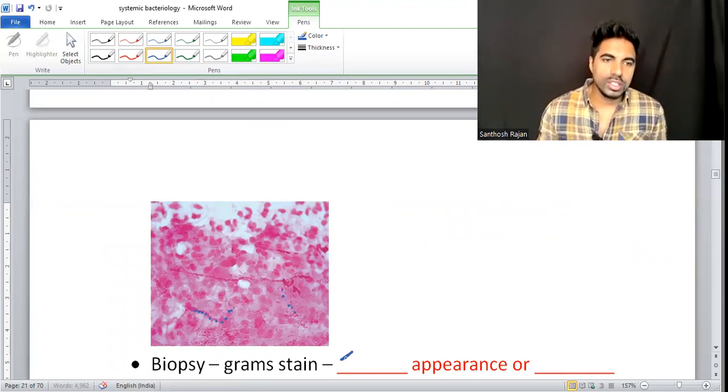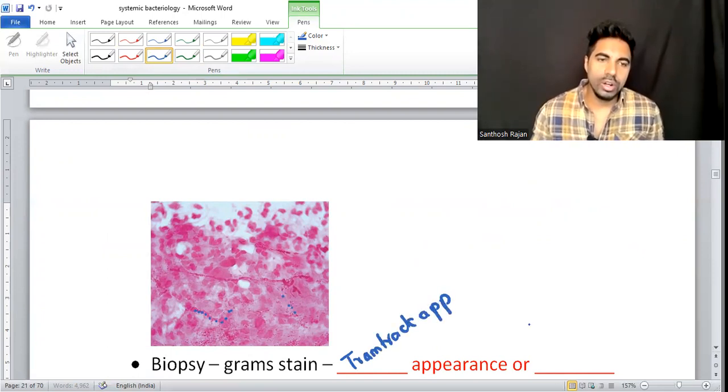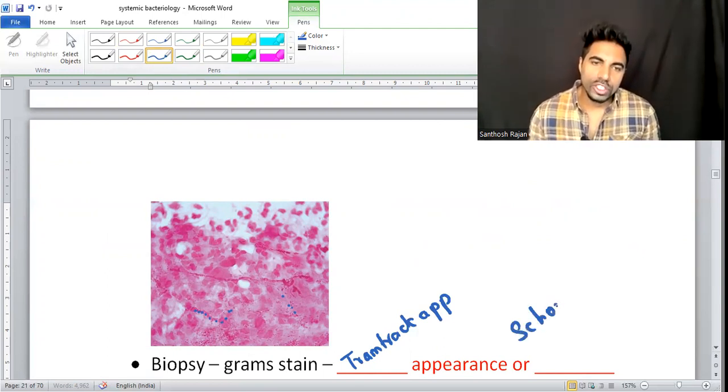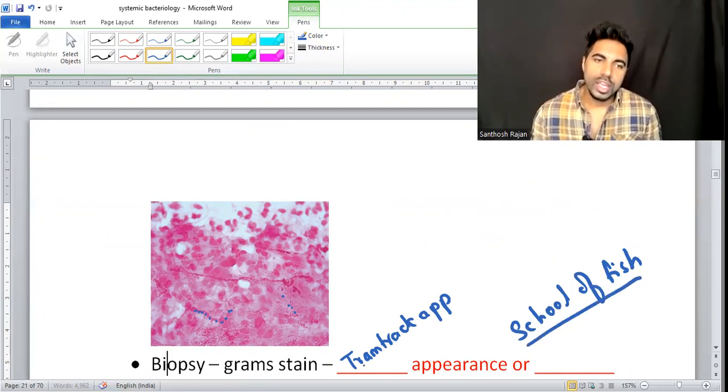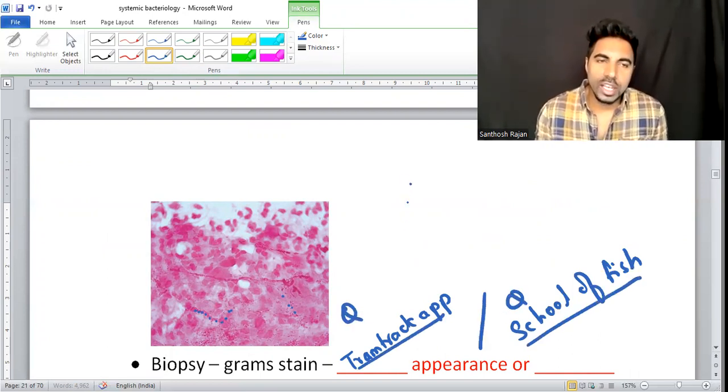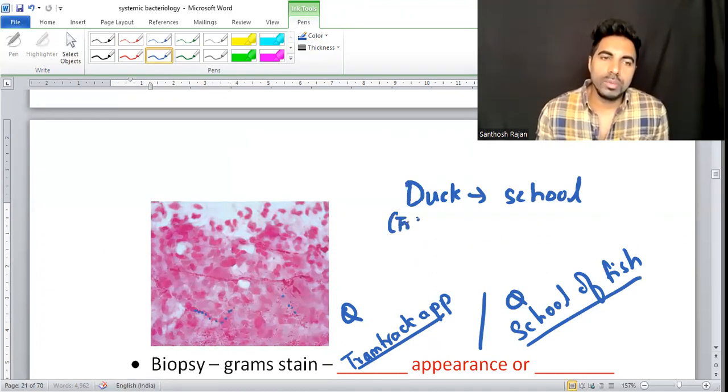So on Gram stain you can call it tram track appearance or school of fish. Both have been asked again and again, school of fish. How will you remember? It's a duck, and the duck goes to school. Duck goes to school. How does the duck go? It walks on the tram track to go to school.